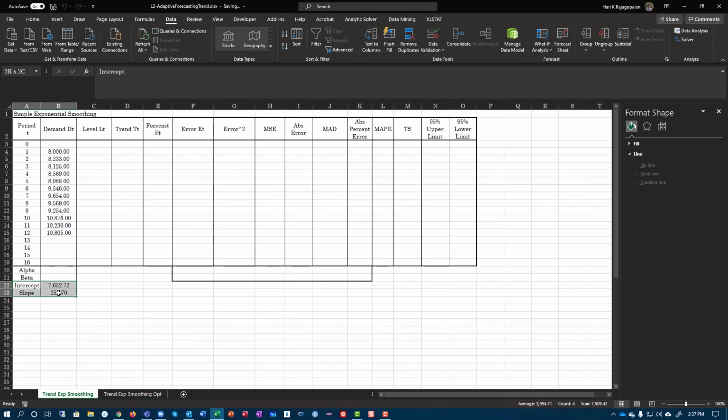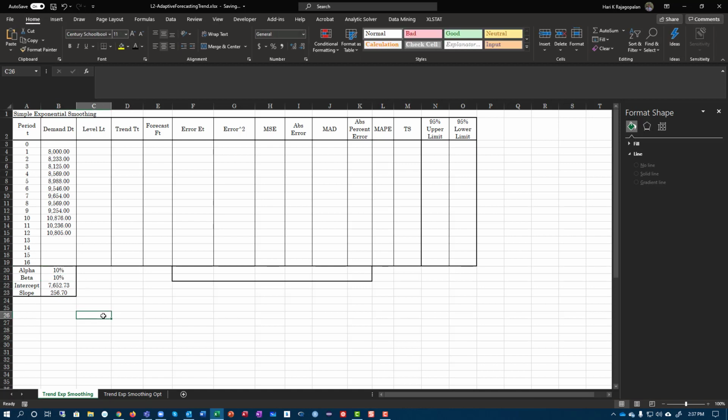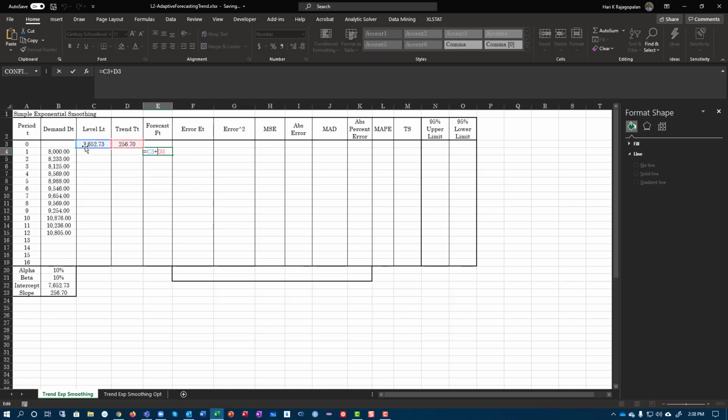So now that we've got the intercept and slope, let's put alpha and beta as 10%. Your level and trend would be the values which come directly from the intercept and slope. That's the initial level and trend. Therefore, your forecast here is the previous time period's level plus trend. Remember this, the most common mistake students make is they put forecast equal to the same time period's level and trend. It is the previous time period's level and trend.